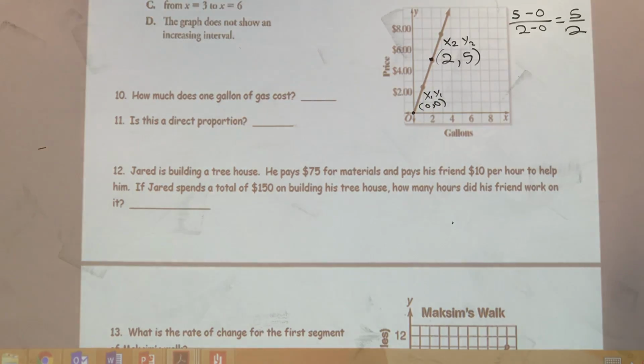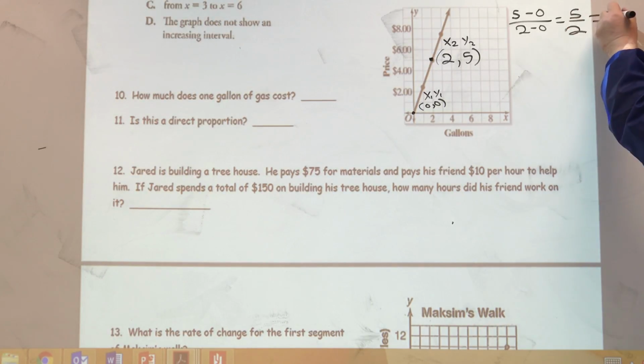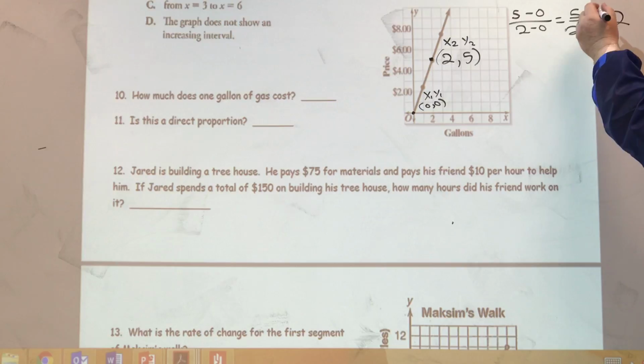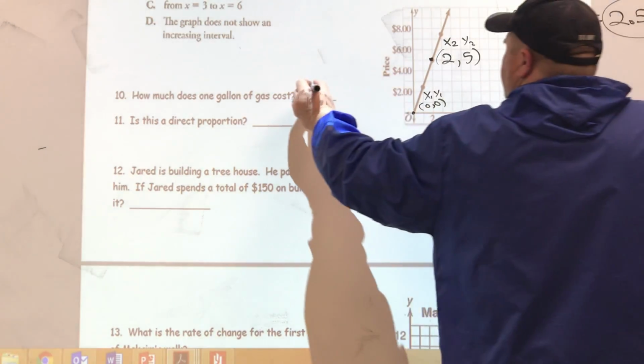So we have 5 over 2, or in this case, since we're talking about a dollar amount, 2 goes into 5 2 whole times, and that would leave 1/2, which would be 0.5 or 0.50 in this case, since we're talking about money. So how much does 1 gallon of gas cost? $2.50.